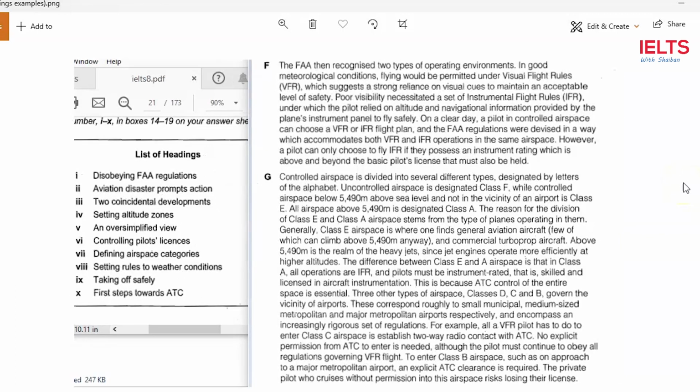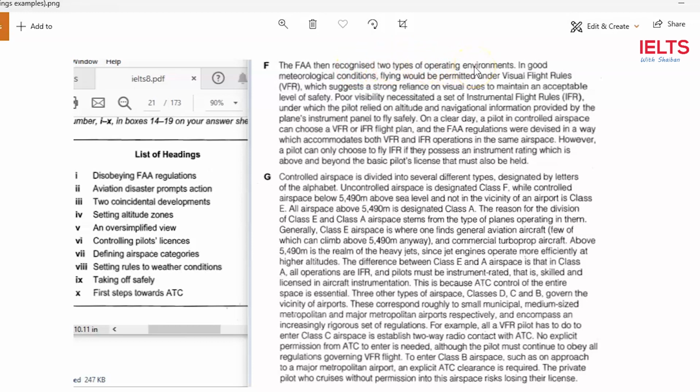Now, let's go to the next paragraph, paragraph F. The FAA then recognized two types of operating environments. In good meteorological conditions, flying would be permitted under visual flight rules. Of course, avoid these VFR terms, because these words confuse you. So when you read, try to skip these issues.